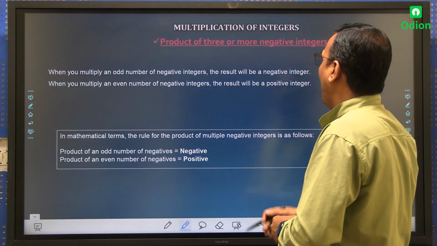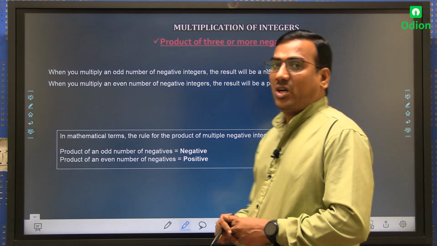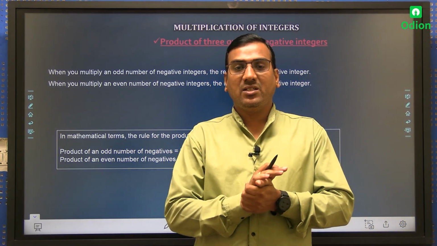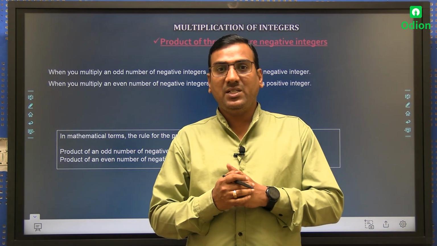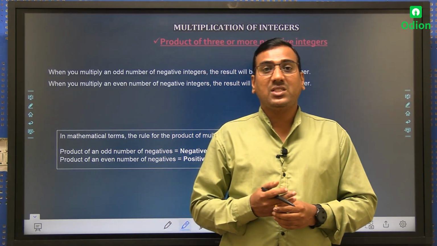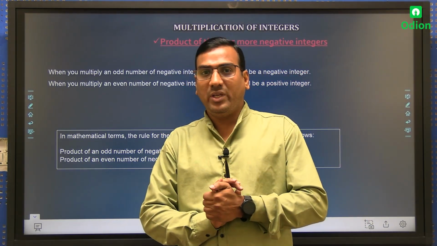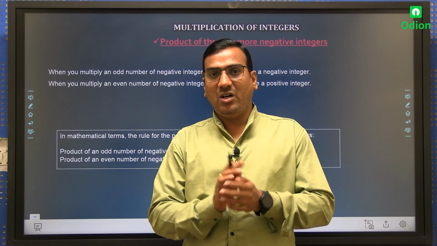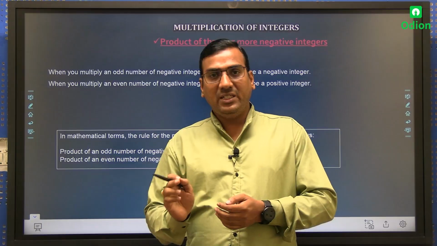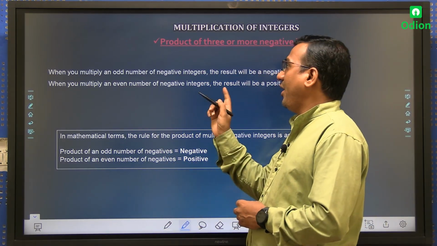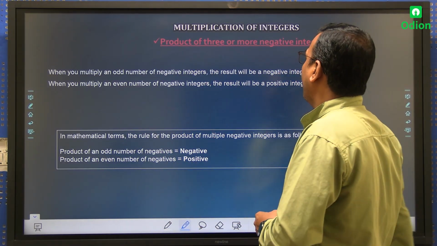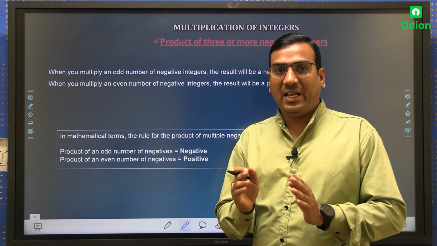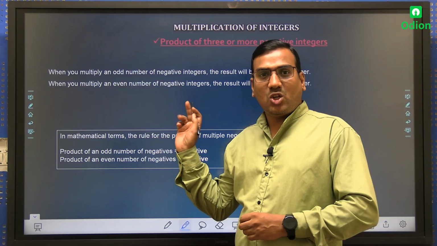Product of 3 or more negative integers. It depends on what your answer will be. I am just talking about the symbols, what symbols you are going to use in this case. You have to find the number of signs written in the question. In this case, we are going to study the product of 3 or more negative integers. What does it mean? First take an example to understand this topic better.